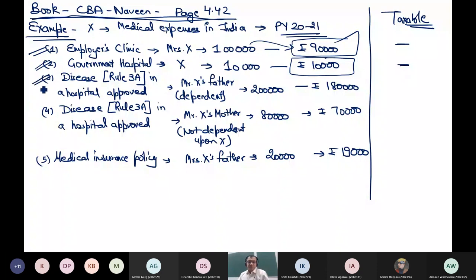Third point. Any answer of third point? Again, nil, because the disease is mentioned in Rule 3A and it is in a hospital approved and the father is dependent. So it should be nil or taxable? It should be nil, sir. So 1 lakh 80 tax free. Fourth point.